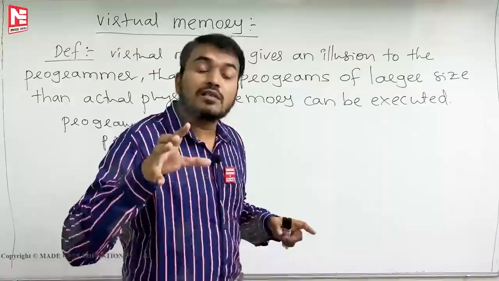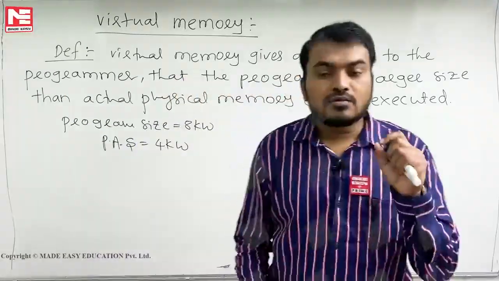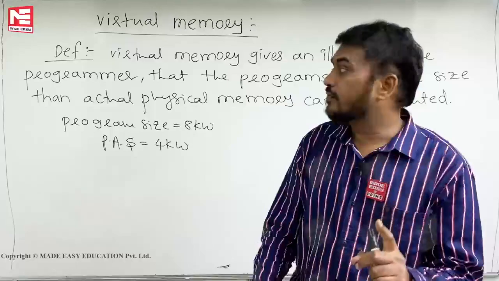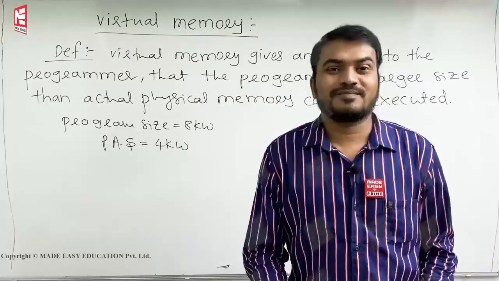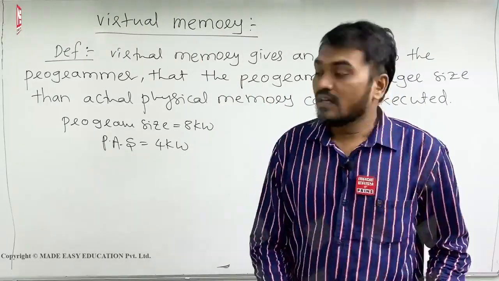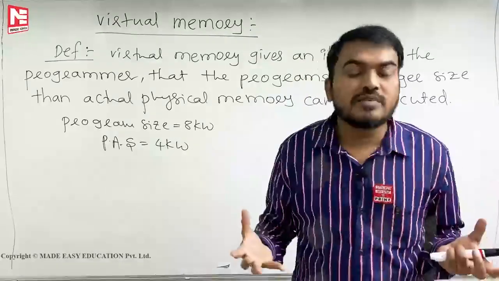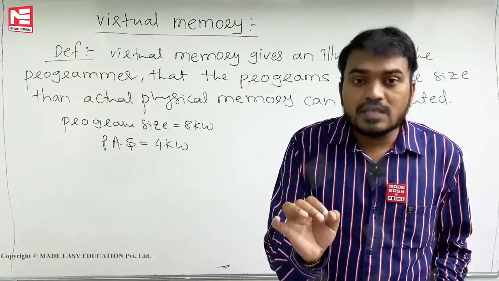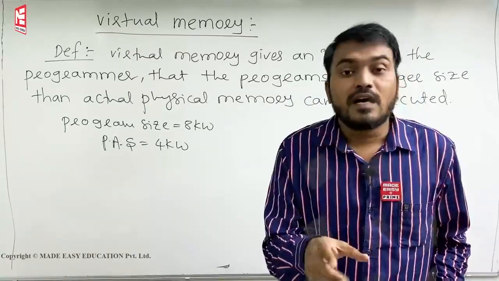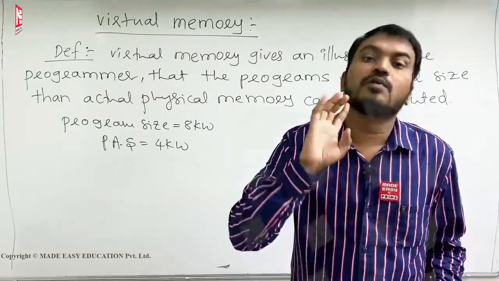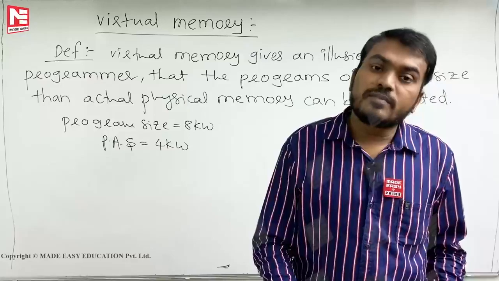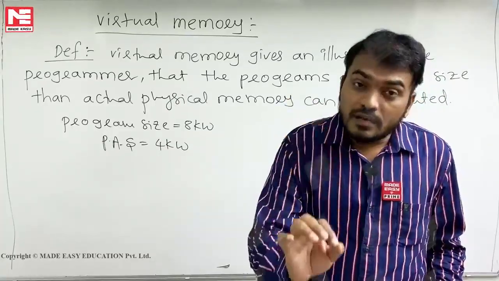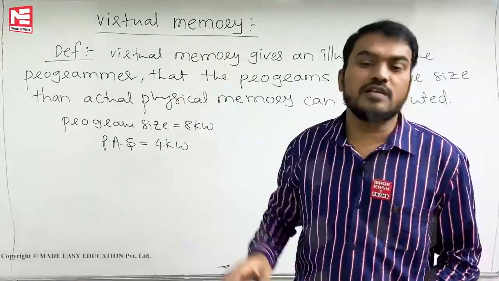So how is that actually possible? That is possible with the help of virtual memory. Is that clear for everyone? Suppose your program size is 8 kilowords and main memory is only 4 kilowords. You can still execute 8 kilowords of your program on the main memory of only 4 kilowords. How is that possible? With the help of virtual memory.